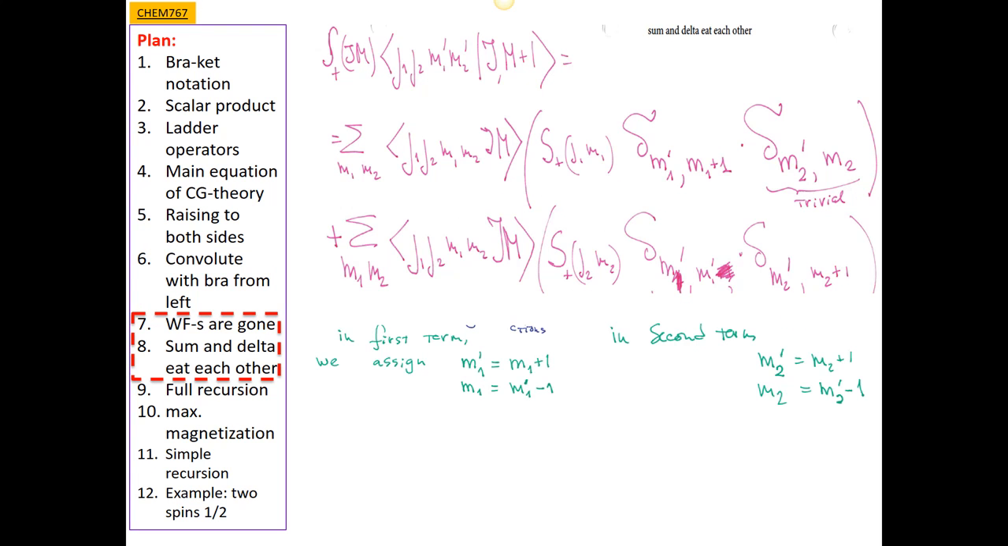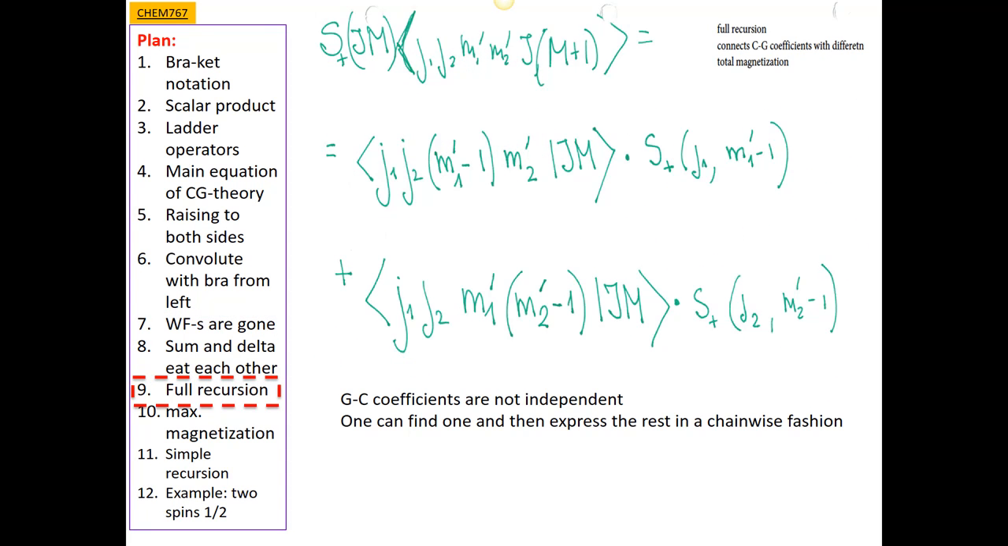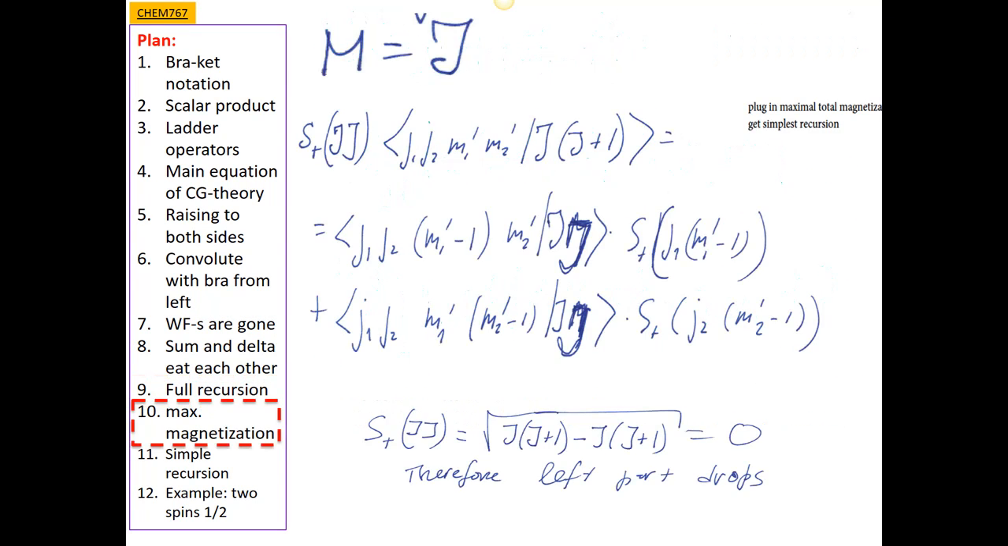So here are delta functions that we just discussed on the board, and it is an expression that we do have on the board right now. So now we are going to look at what will happen if M equals J.